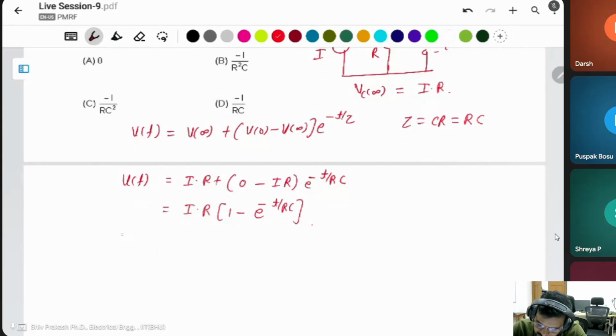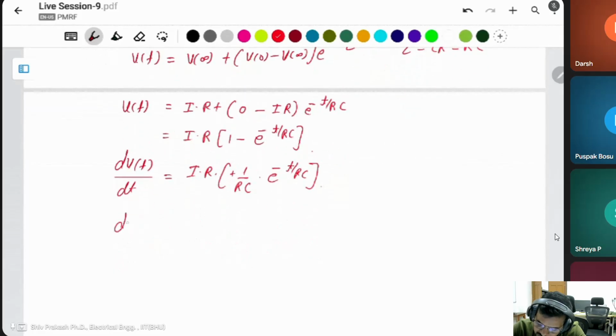Then what is dVc by dt? Simply differentiate this. If we differentiate this, then one is 0, I into R. Differentiation of this one will be minus, and this minus will become plus 1 by RC into e to the power of minus t by RC. Okay, and again differentiation.